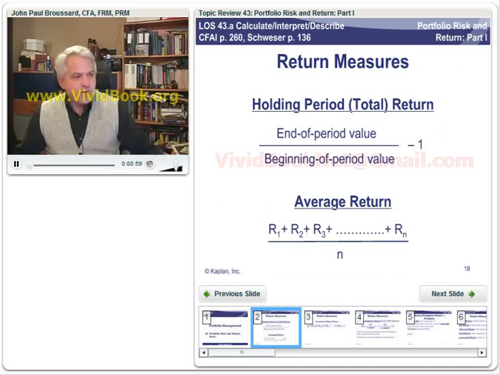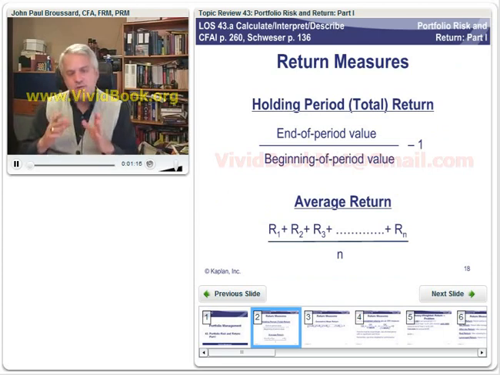All right. So the first idea that we want to talk about whenever we're talking about portfolio or any kind of potential investment is to come up with a return. How do we calculate a return? Well, holding period return is essentially what you should understand: whenever we're talking about a holding period, there's an ending and then there's a beginning.